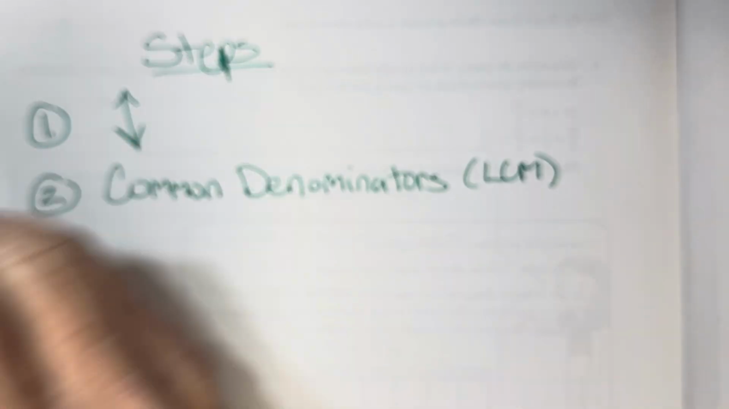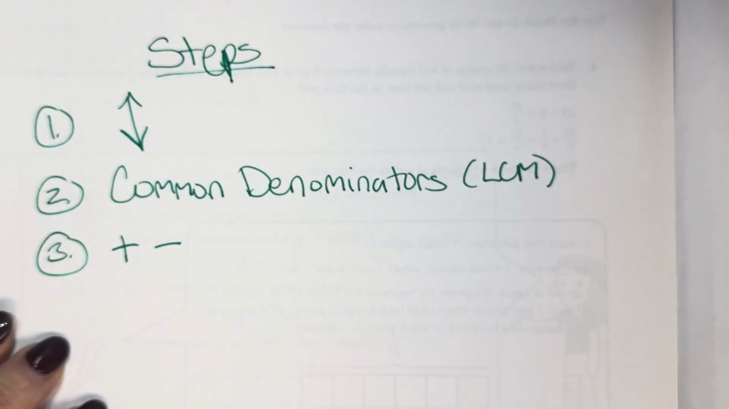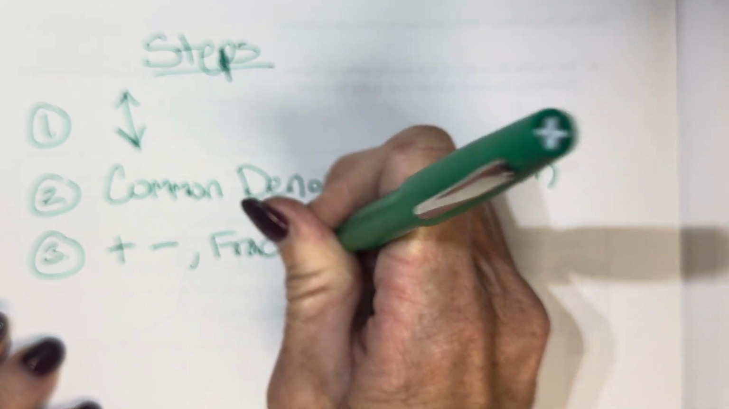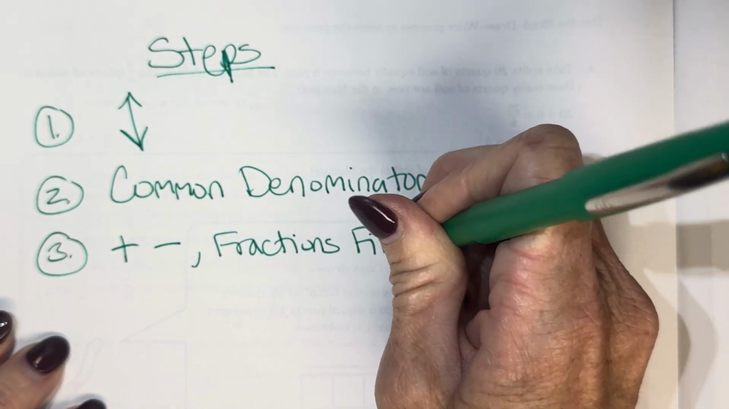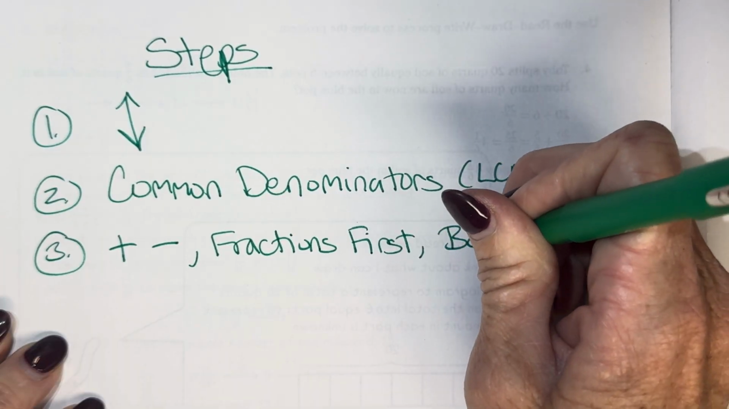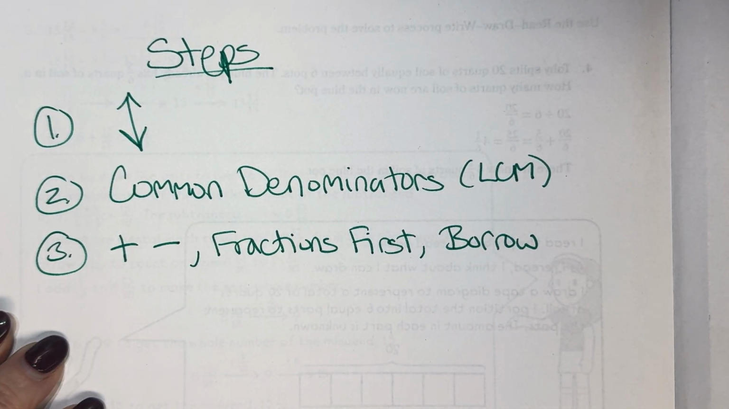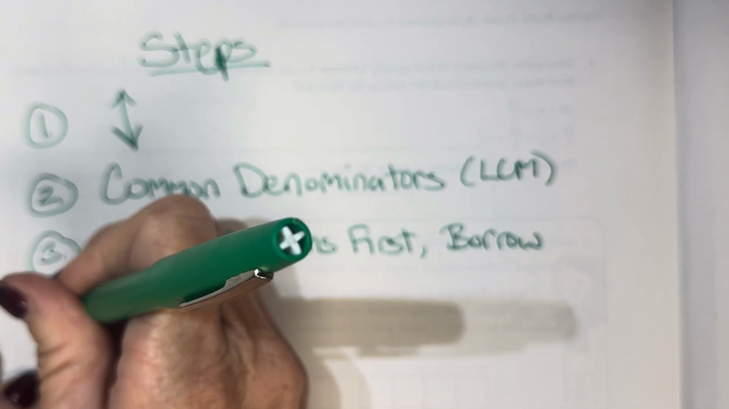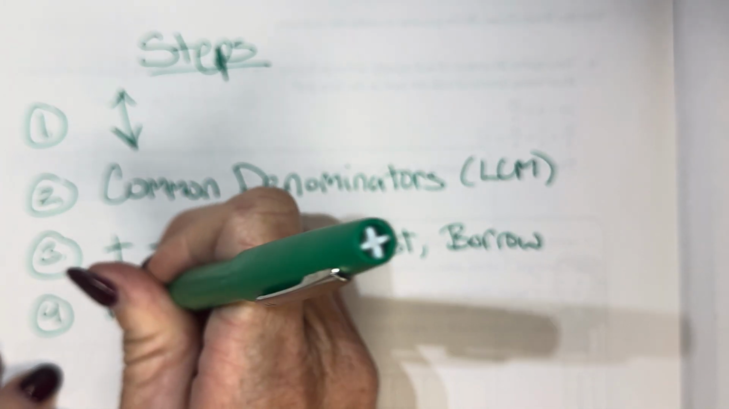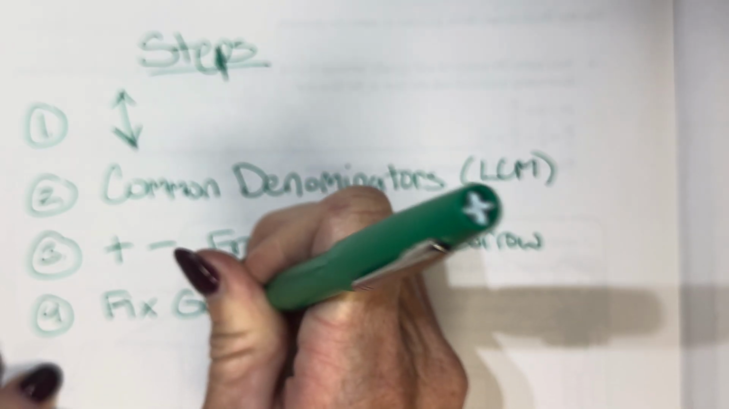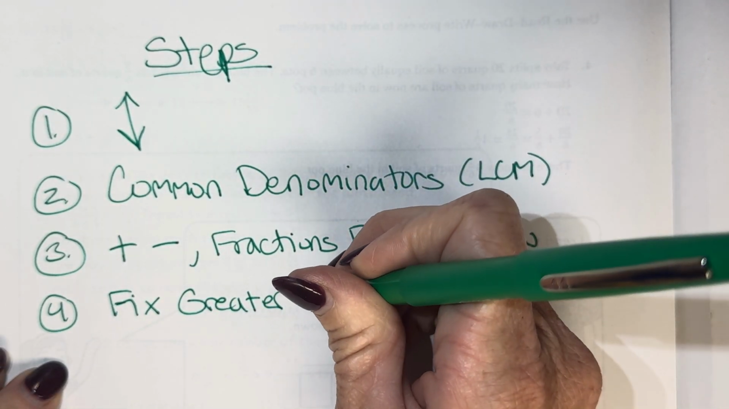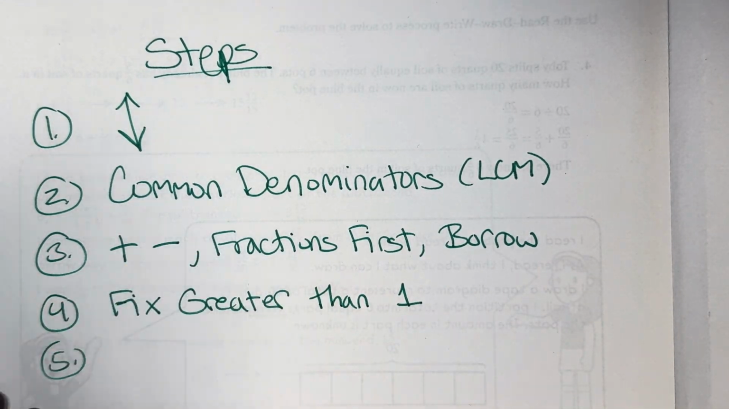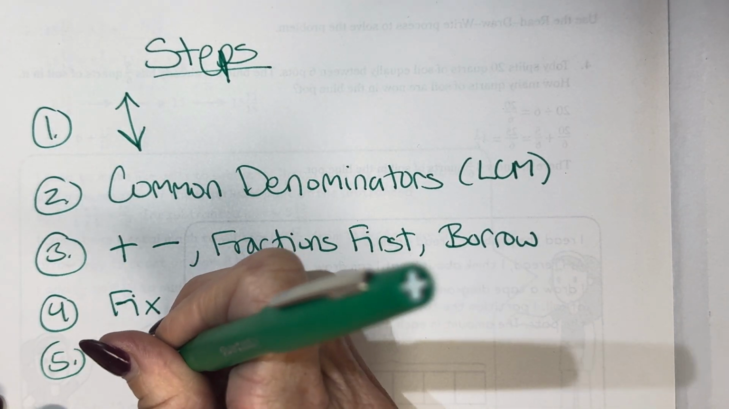Step 3 is, then we're ready to add or subtract. And remember, we do the fractions first because we always start on the right side. And what we started last night is you may have to borrow. Just like regular subtraction, we don't always borrow. Sometimes we have to borrow. And then we're going to fix those greater than 1 fractions, or what sometimes people refer to as improper. Then if we can, we're going to simplify.